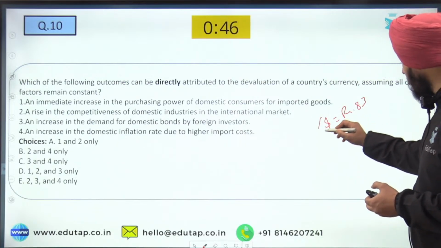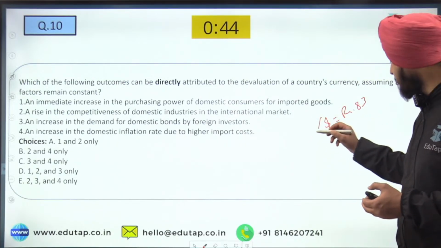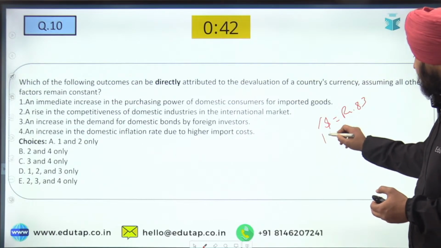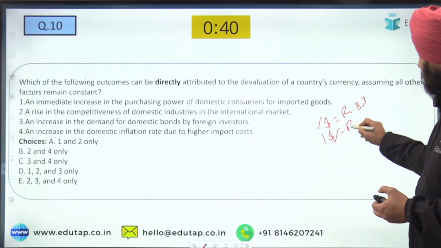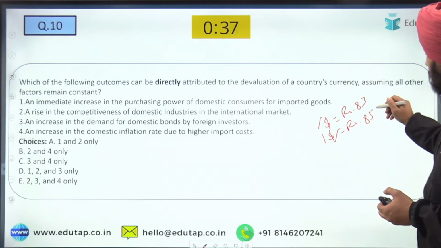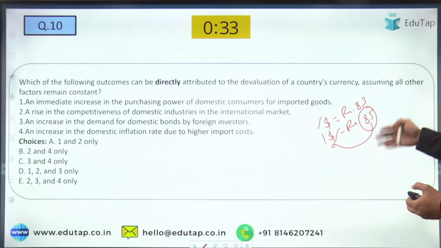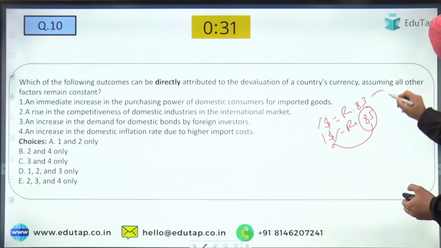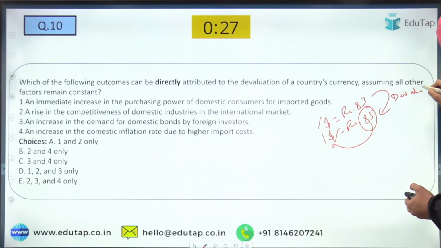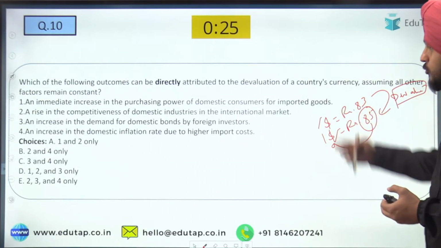So if you talk about devaluation, when the currency is losing its value, let us say $1 is equal to 83. Now $1 is equal to what? It is 85 rupees. Fine. So now what do you need? Now you need more rupees in order to purchase $1 as compared to the previous scenario. This whole scenario is considered as devaluation. Fine. Now what is going to be the impact of that?